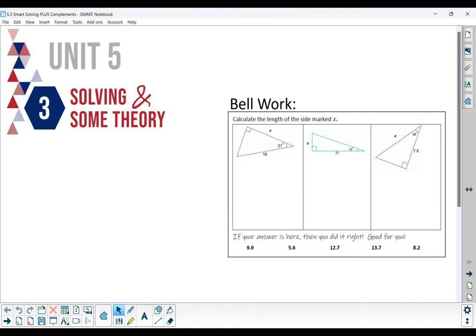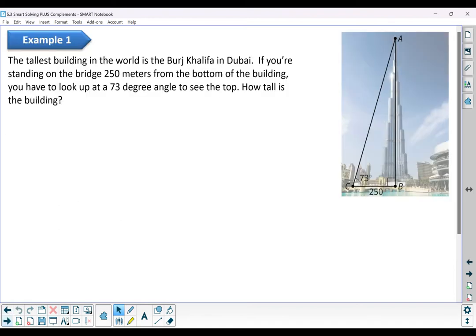We'll be solving some trig equations and talking a little bit about some trigonometry theory. So we worked on solving trig equations last time. This will feel very similar to what you worked on in class last time. We're just going to be working with context today.